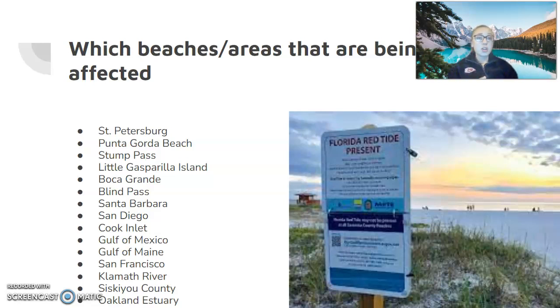As you can see in the picture, Florida gets hit a lot by the red tides. This is why they have signs posted for when red tide is present. You do not want to be near the water when red tide is present.